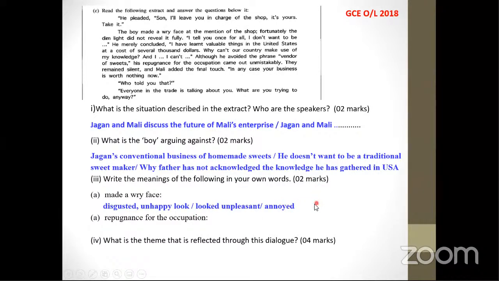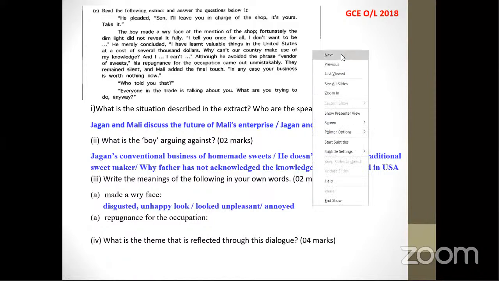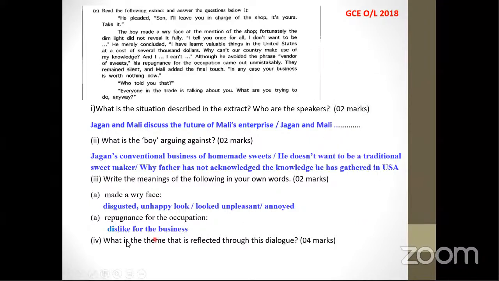You need not raise hands. If you have anything, please drop me a message. Raising hands is pointless, I can't cater to all. You can drop me a chat if you have any question. Right. Repugnance for the occupation, that is dislike. Dislike for the business.